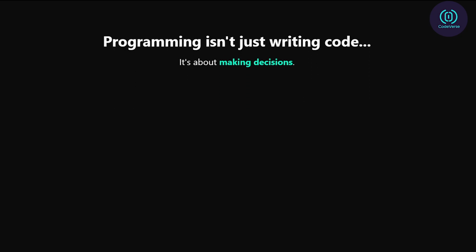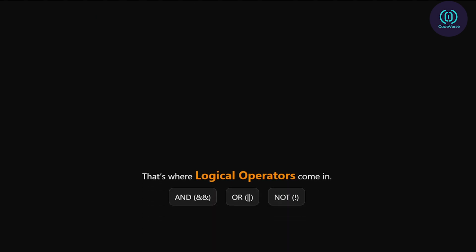Programming isn't just about writing code, it's about making decisions. What if you need your program to check two conditions at once? Or maybe take action if either one of them is true? That's where logical operators come in.